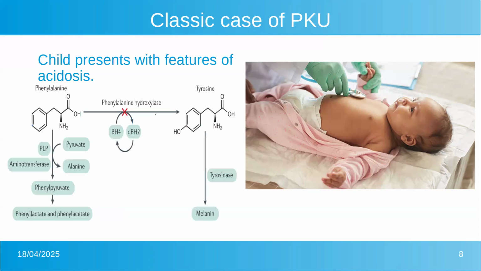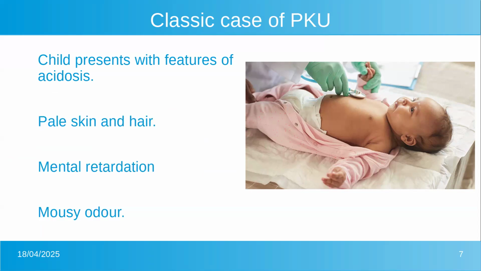Would somebody unmute themselves and explain to me why the child has got acidosis? Anyone? So, on accumulation of phenylalanine, it takes an alternate pathway and forms phenyl pyruvate, phenyl acetate, and phenyl lactate, which are all keto acids. So it leads to acidosis. Wonderful. Excellent.